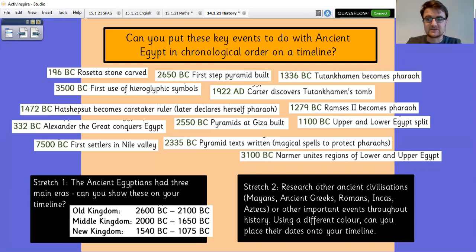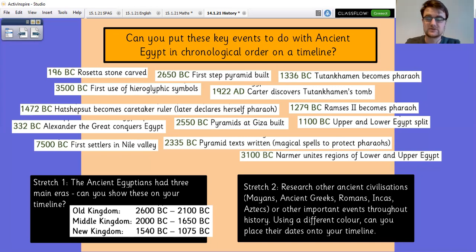And the other stretch is something that in our assessment pro forma, if you can do this, then it shows that you're working at a greater depth in history. So can you research another ancient civilization, for example, the Mayans, the ancient Greeks, the Romans, the Incas, the Aztecs, or any other important events that you can think of throughout history? And in a different color, can you put them onto your timeline as well so that you can compare the ancient Egyptians with other ancient civilizations? So that is your job for today.